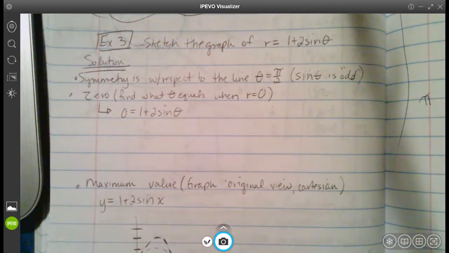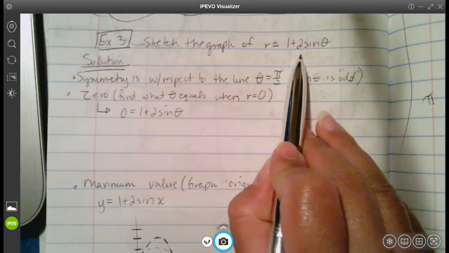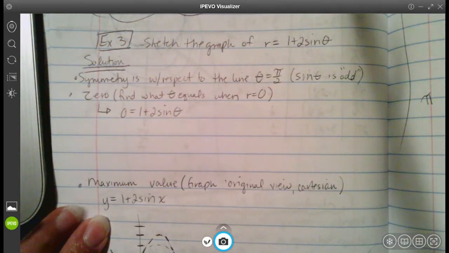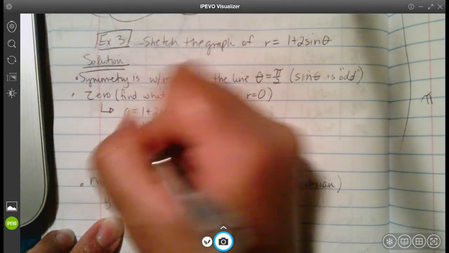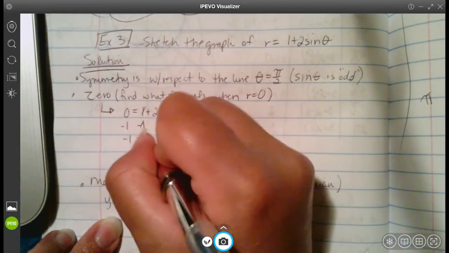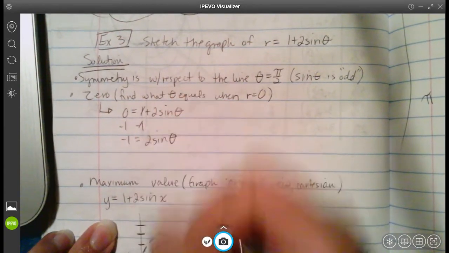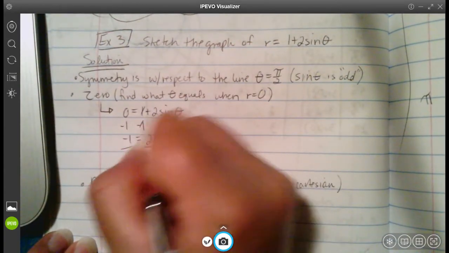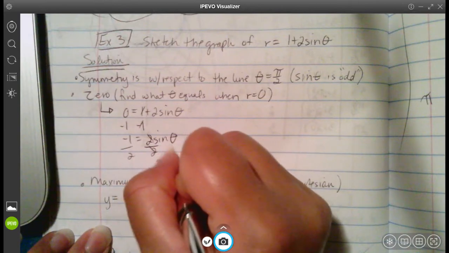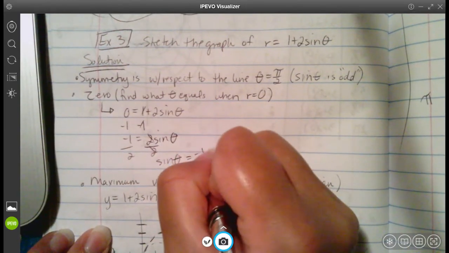For the zeros, what we're going to do is what we always do when we look for zeros. You set the equation equal to 0. So in this case, I went ahead and said r equals 0. So we have 0 is equal to 1 plus 2 sine theta, and we're just going to solve it real quickly. Minus 1 on both sides, we get negative 1 equals 2 sine theta. Divide both sides by 2, which gives us sine theta equals negative 1/2.